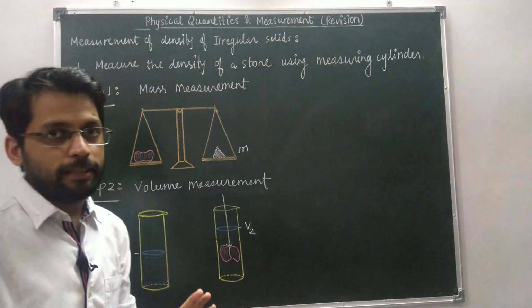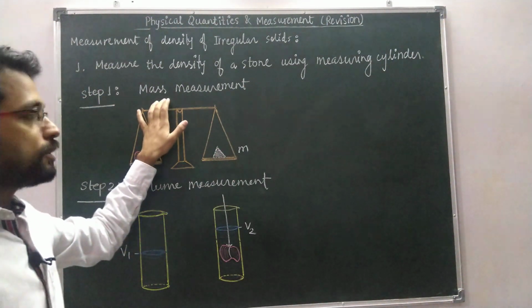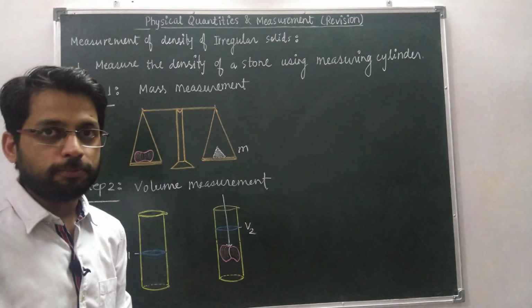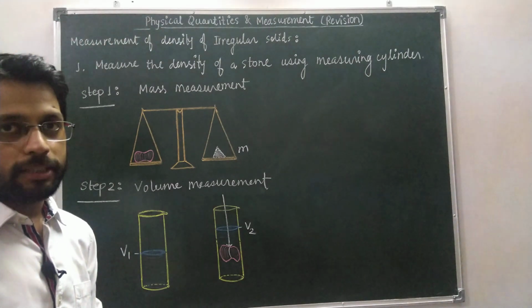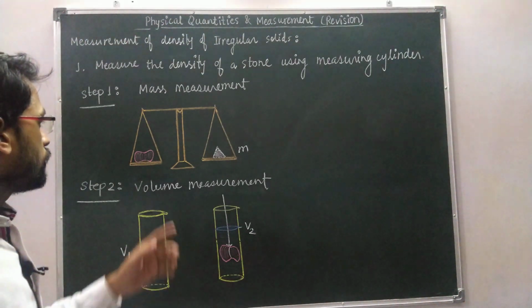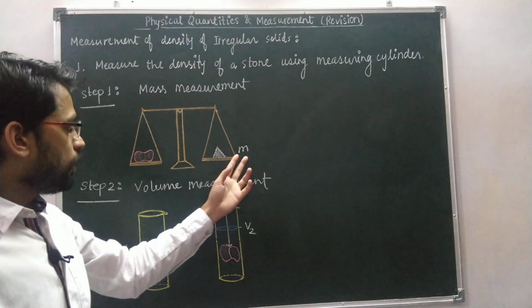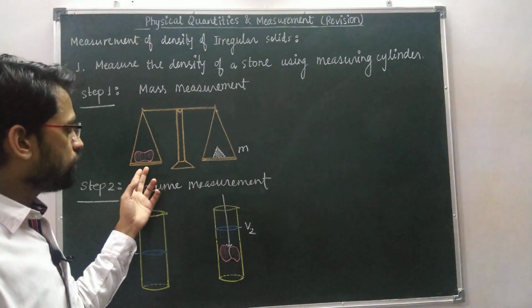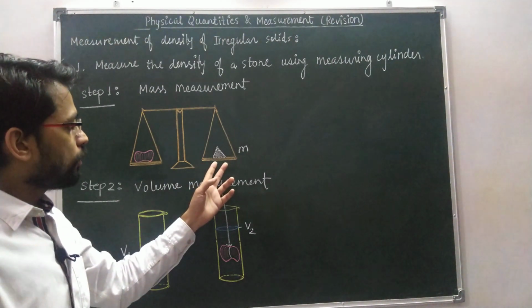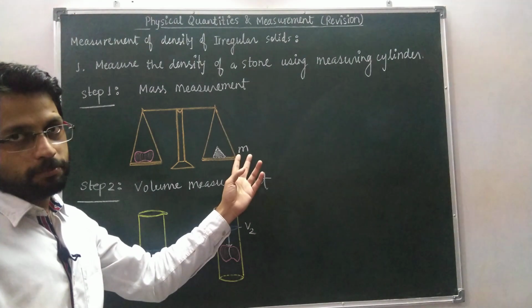involves two steps. In step number one, we measure the mass of the stone. And we use a beam balance to measure the mass. Here, we measure the mass of the stone, and say the mass is M.